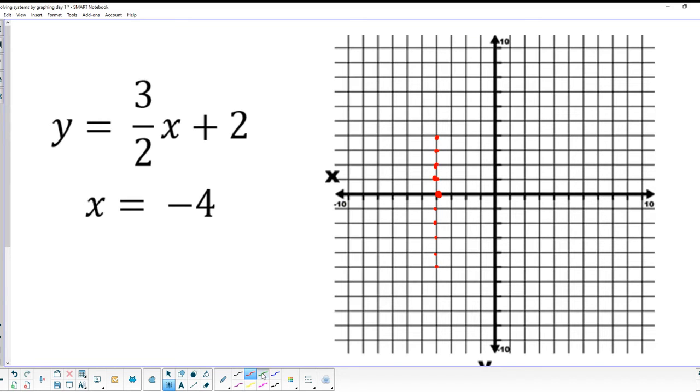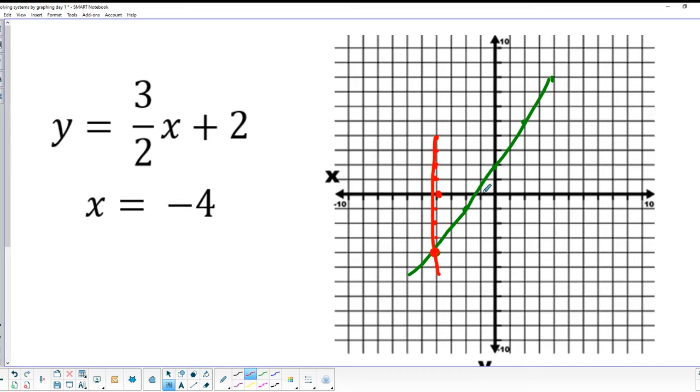Let's look at our second one. We have a y-intercept of 2, and then our slope is up 3 and over 2. Up 3 over 2, and I'm going to go down 3 and back 2. And sometimes by doing several points, you can actually find the intersection of these graphs rather nicely, because you can see that they cross right here.